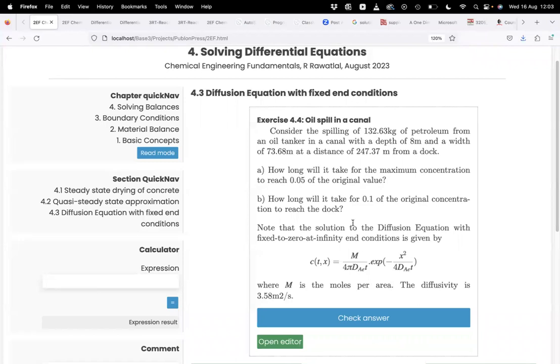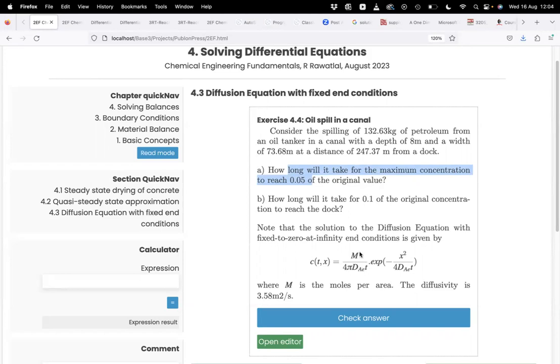Okay, so for the first part, we want to know how long it will take for the maximum concentration to reach 0.5 of the original value. So if we think about that, we first have to figure out where is this going to be, right? When we talk about a maximum concentration, we need to specify an x somewhere. And of course, the place with the maximum concentration will be where we first spilled that petroleum. So it's going to be at x equals 0. So when x equals 0 there, the exponential term is 1. And then the maximum concentration will simply be this value.